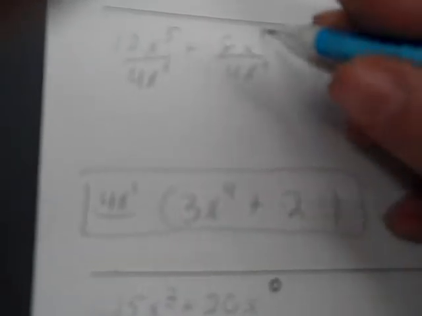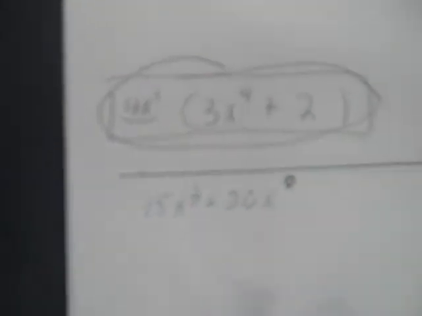So now you put the 4x to the first out here, and then you underline those, and that's what you divide by. So 4x to the first, 4x to the first. 12 divided by 4 is 3, and 5 minus 1 is 4. So 3x to the fourth plus 8 divided by 4 is 2, and 1 minus 1 is 0, so the x cancels. So I have unmultiplied my GCF. Okay, 15x to the third plus 20x.